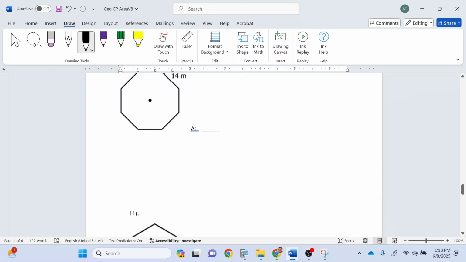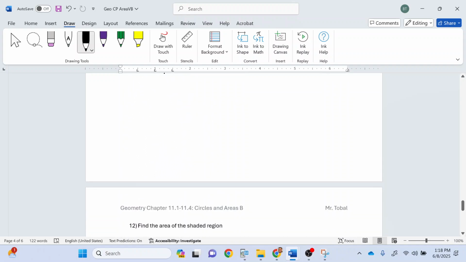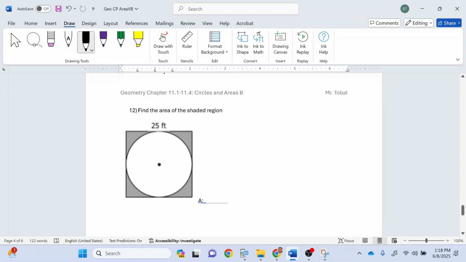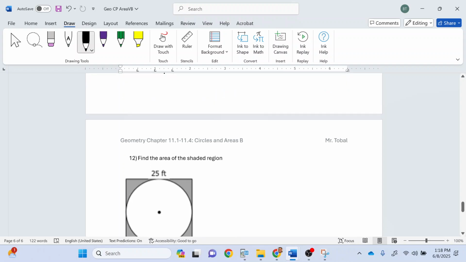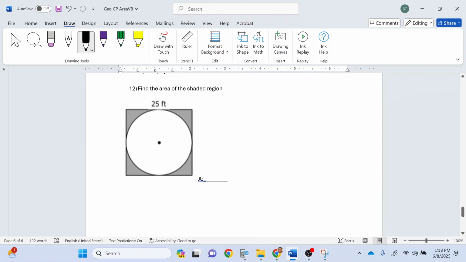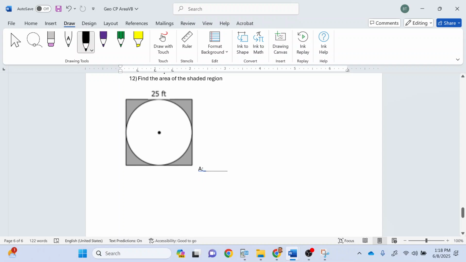How much more do I have of these? I'm going to skip that and just go to here. Find the area of the shaded region. This one is going to be number 12 over here.